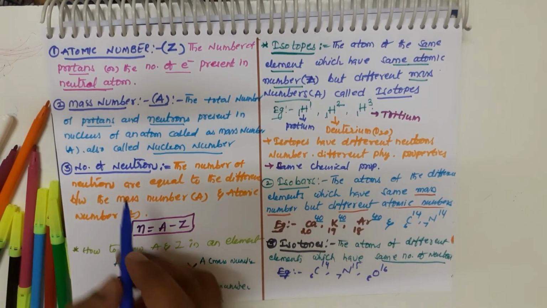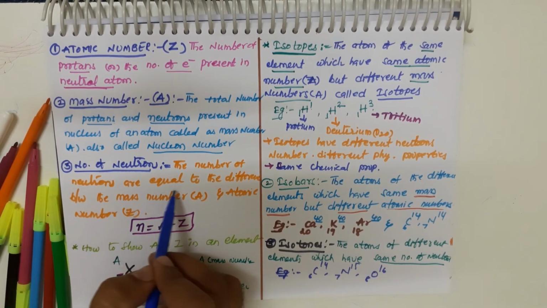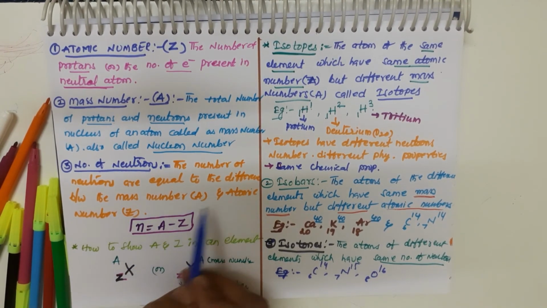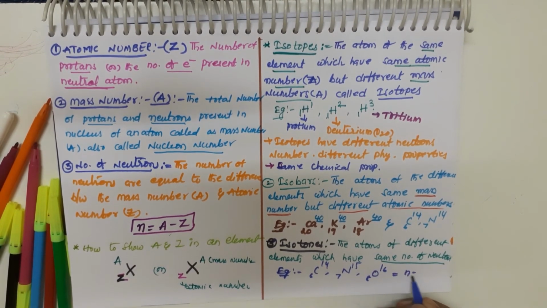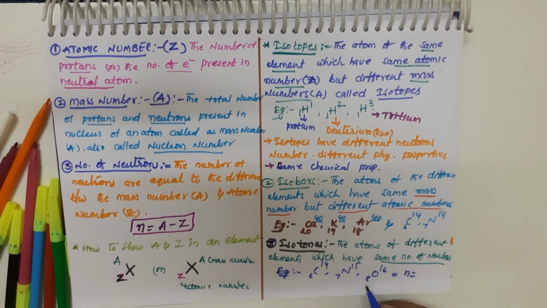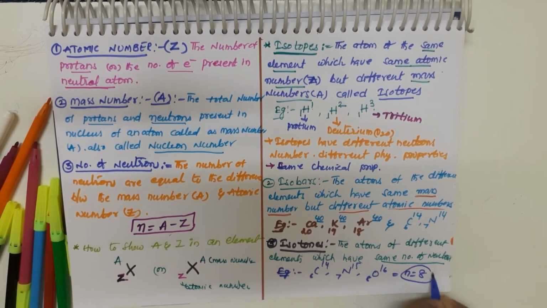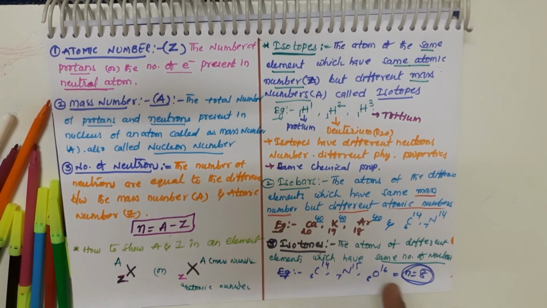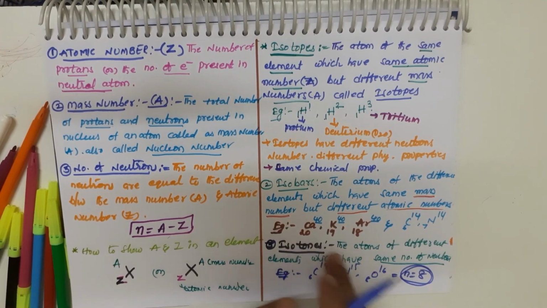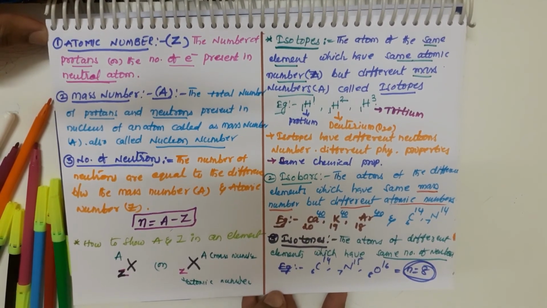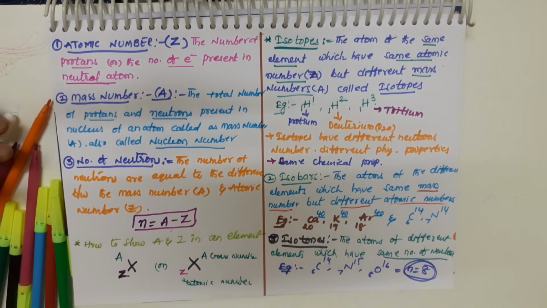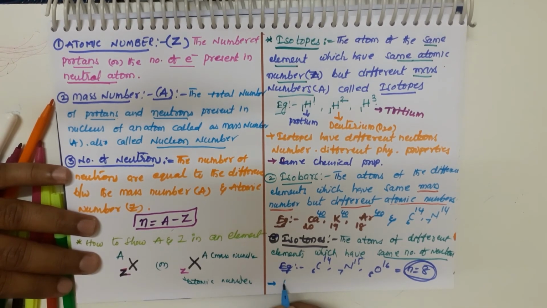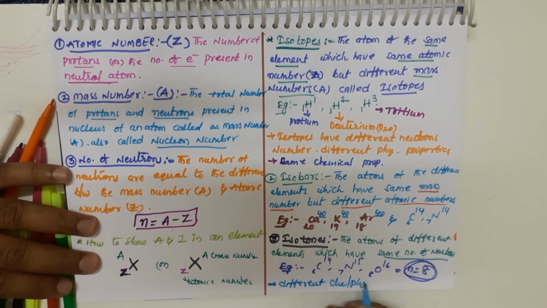The number of neutrons is equal to the difference between the mass number and atomic number, A minus Z. 14 minus 6 is equal to 8. 15 minus 7 is equal to 8. 16 minus 8 is equal to 8. So the neutron number is 8. That's why these carbon, nitrogen, oxygen are isotones. Okay students, isotones have different chemical and different physical properties.